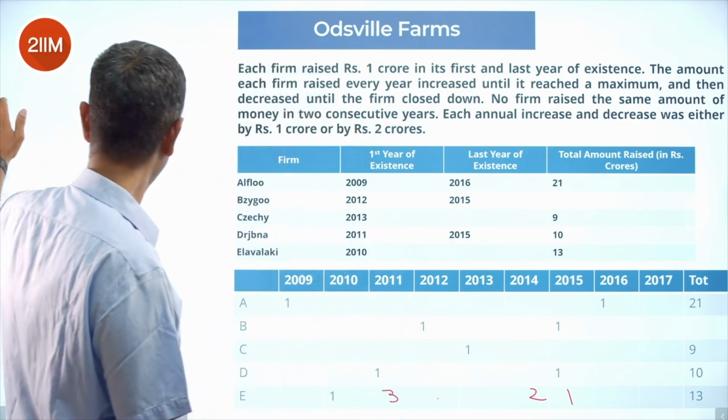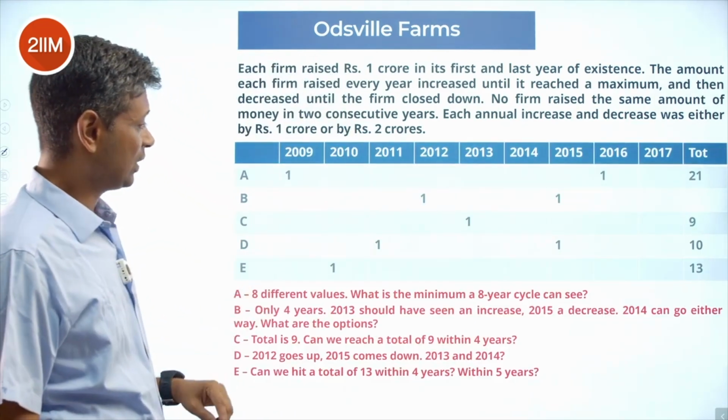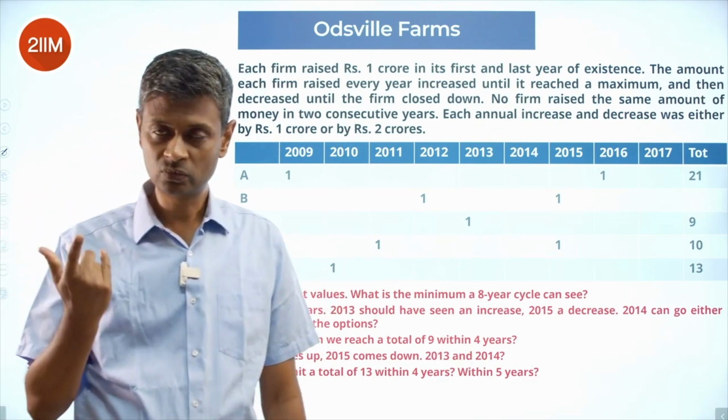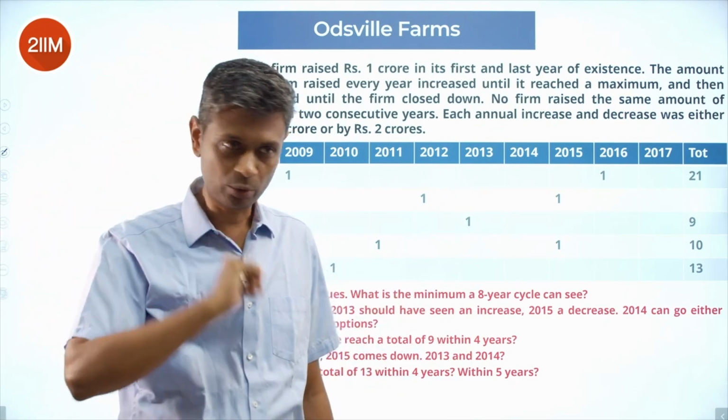I'm going to do a very quick recap. 8 different values. What is the minimum 8-year cycle? 1, 2, 3, 4, 5, 3, 2, 1. And that adds up to 21. That's the cycle we're thinking about.